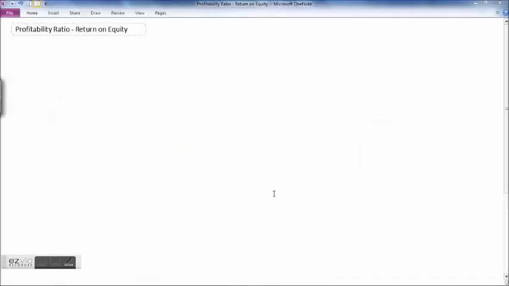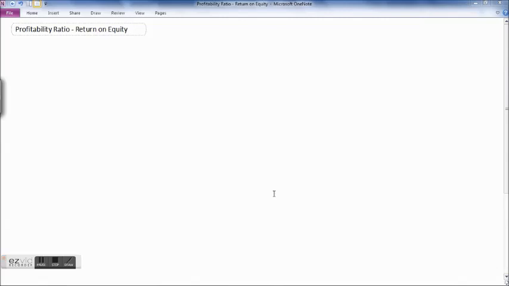We are learning about a profitability ratio. Okay, so in that we are learning about return on equity. So profitability ratio basically measures the profitability or the operational efficiency of the firm. Okay, this ratio reflects the final results of the business operations.